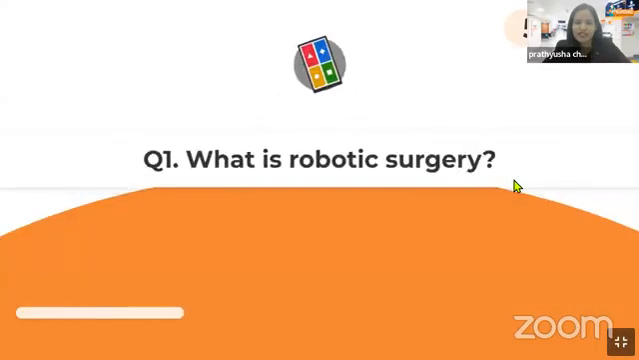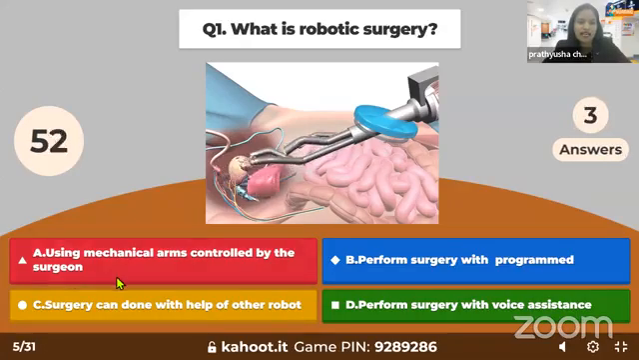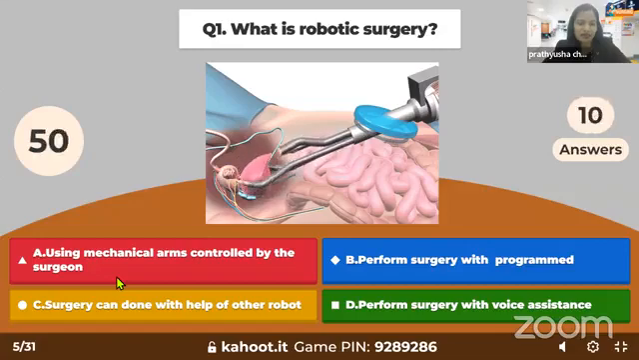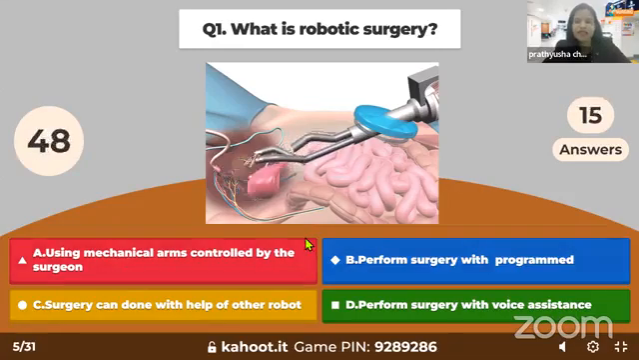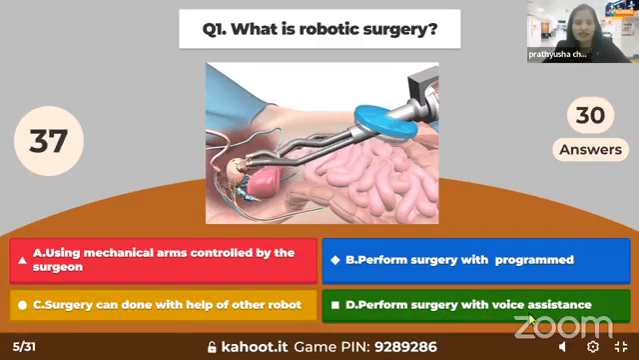Now the first question: what is robotic surgery? The options are: option A, using mechanical arms controlled by the surgeon. Option B, perform surgery with a program. Option C, surgery done with the help of another robot. Option D, perform surgery with voice assistance. What do you think the best option would be? So what is robotic surgery?